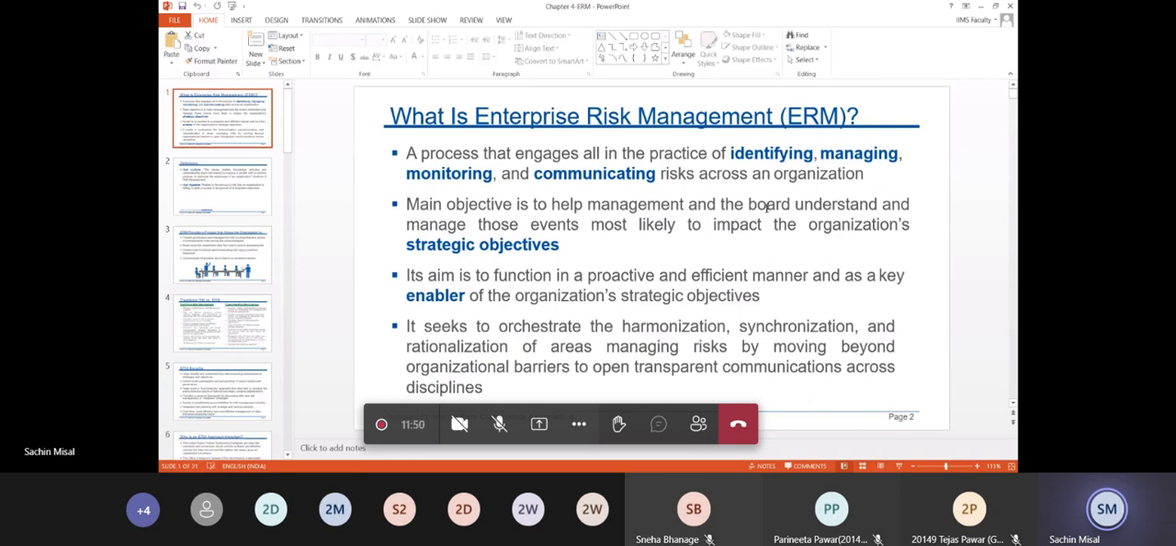Risk appetite, yes, relates to the amount of risk that an organization is willing to seek or accept in pursuit of its long-term objective. So how much ability do we have to accept the risk.